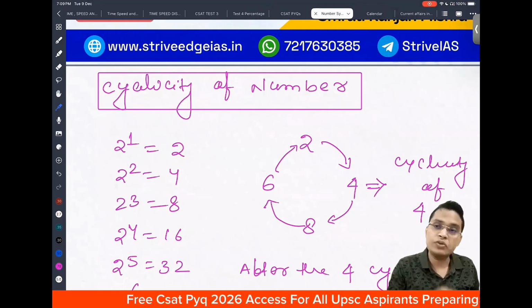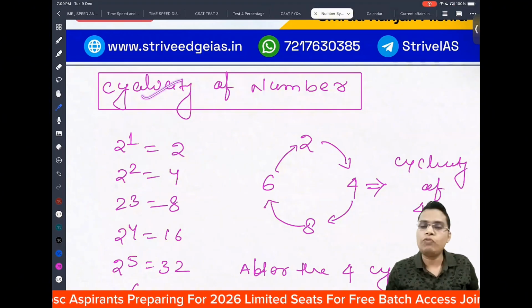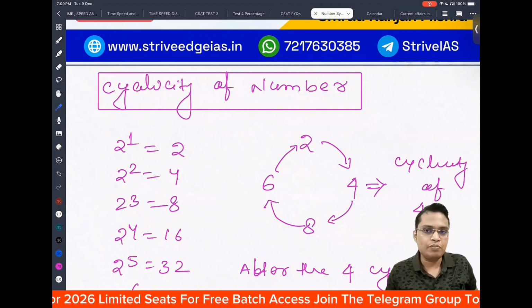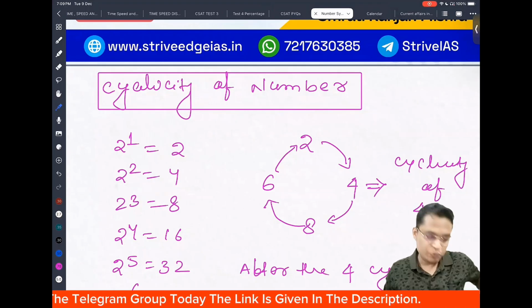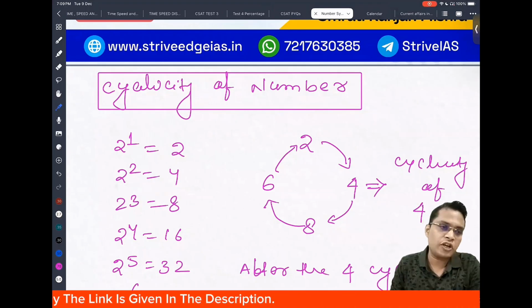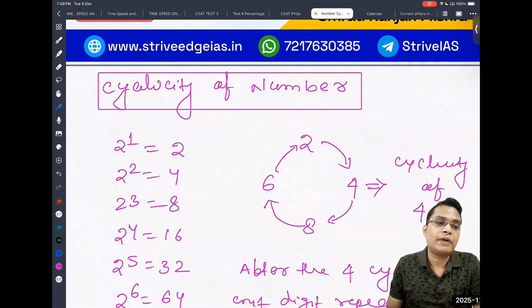Today we are going to see an important chapter: cyclicity of numbers. So what do you mean by cyclicity of a number? We are going to see a number of problems that were asked in UPSC previous years from cyclicity. Before solving cyclicity, let's see one question on finding the number of zeros.